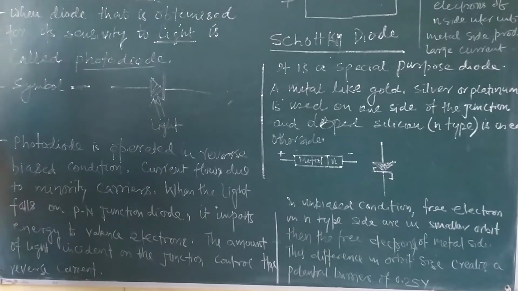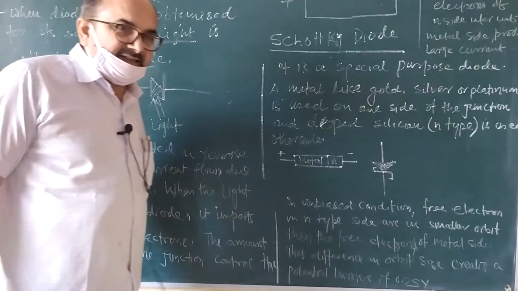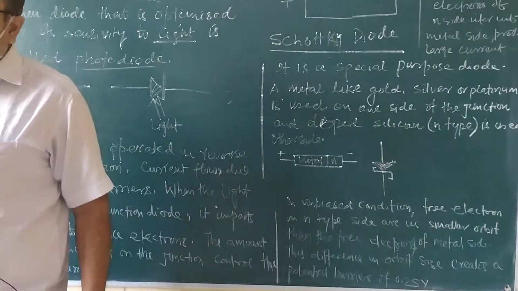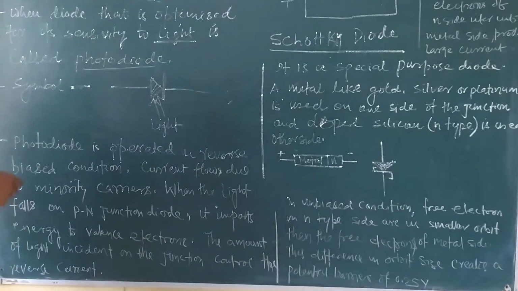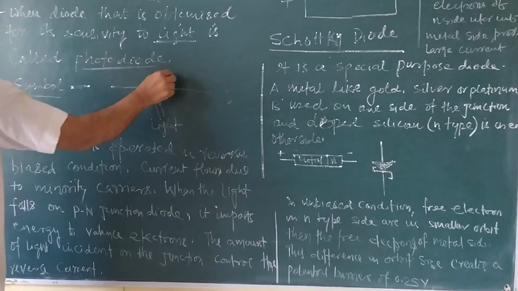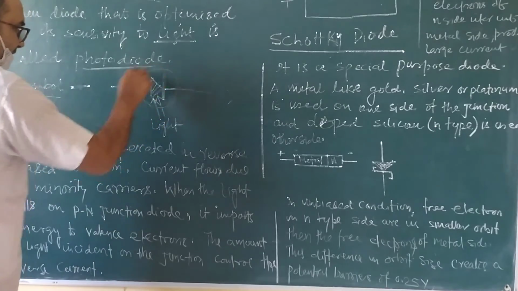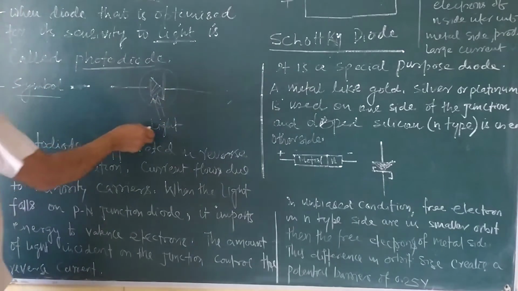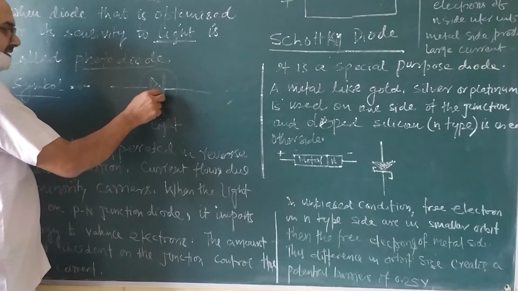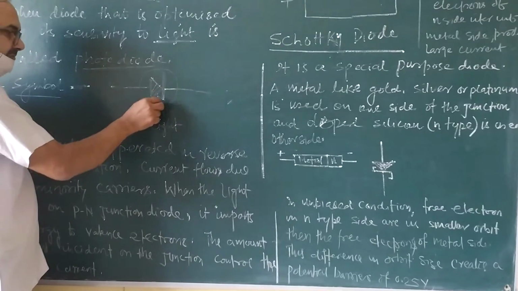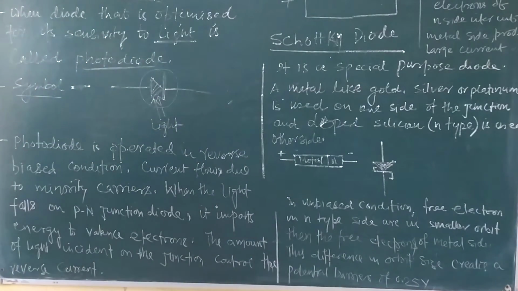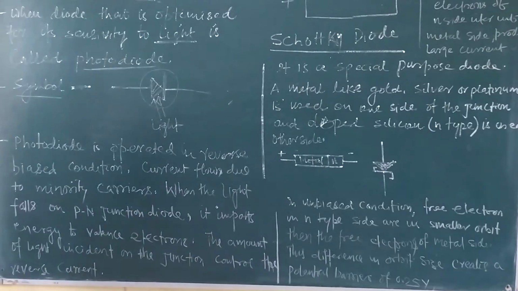Whenever a PN junction diode operates with light incident on it, then it is called a photodiode. The symbol of photodiode is similar to normal diodes. The only difference is that here light is incident on this PN junction diode. That means there will be a special window on this PN junction where light falls on the PN junction diode.